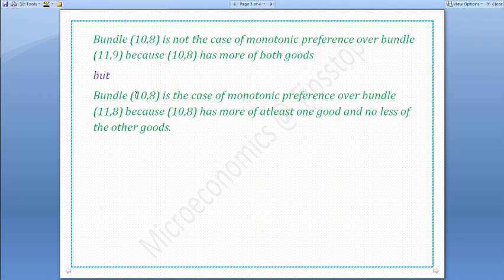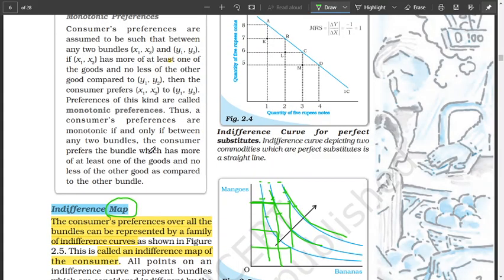Monotonic is this one, where earlier you have 10 and 8, but now you can have 11 and 8. More of one, no less of the other, equal. It's not like in this case, more of one and more of the other. That is not monotonic preference. Here, more of one, same of the other, that's monotonic preference. So that is the point. If you are in a position where you can choose, then you prefer the bundle that has more of at least one and no less of the other.